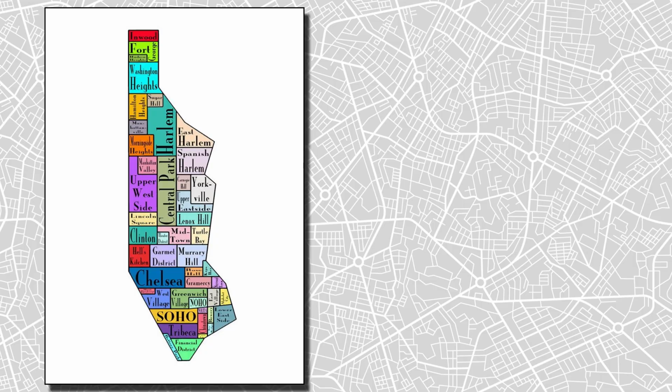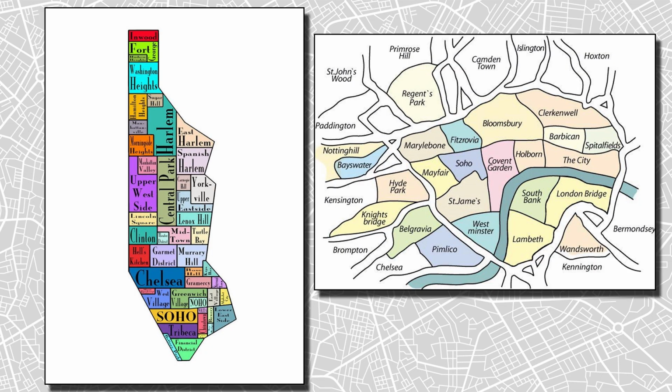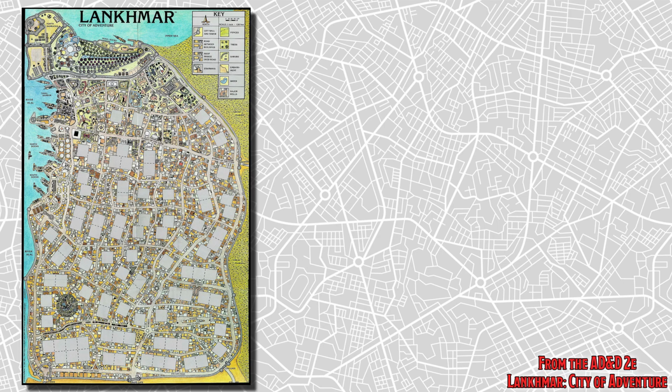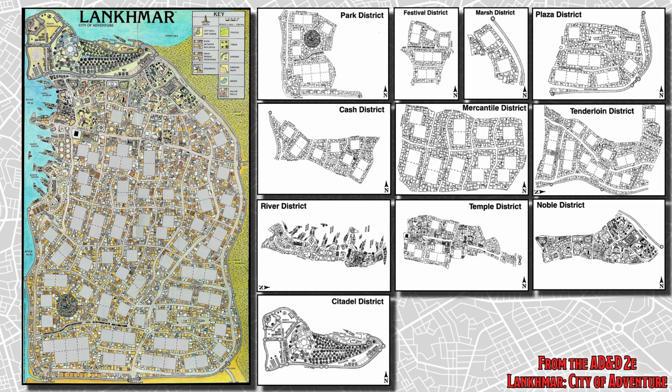With real major cities, they might have dozens of neighborhoods. Manhattan has around 50 of them. London has 48 spread out across 32 boroughs. But Game Masters, you might want to limit yourself here to 8 to 12 districts. The old AD&D Lankhmar map, for example, had 11 districts, including the Royal Grounds.